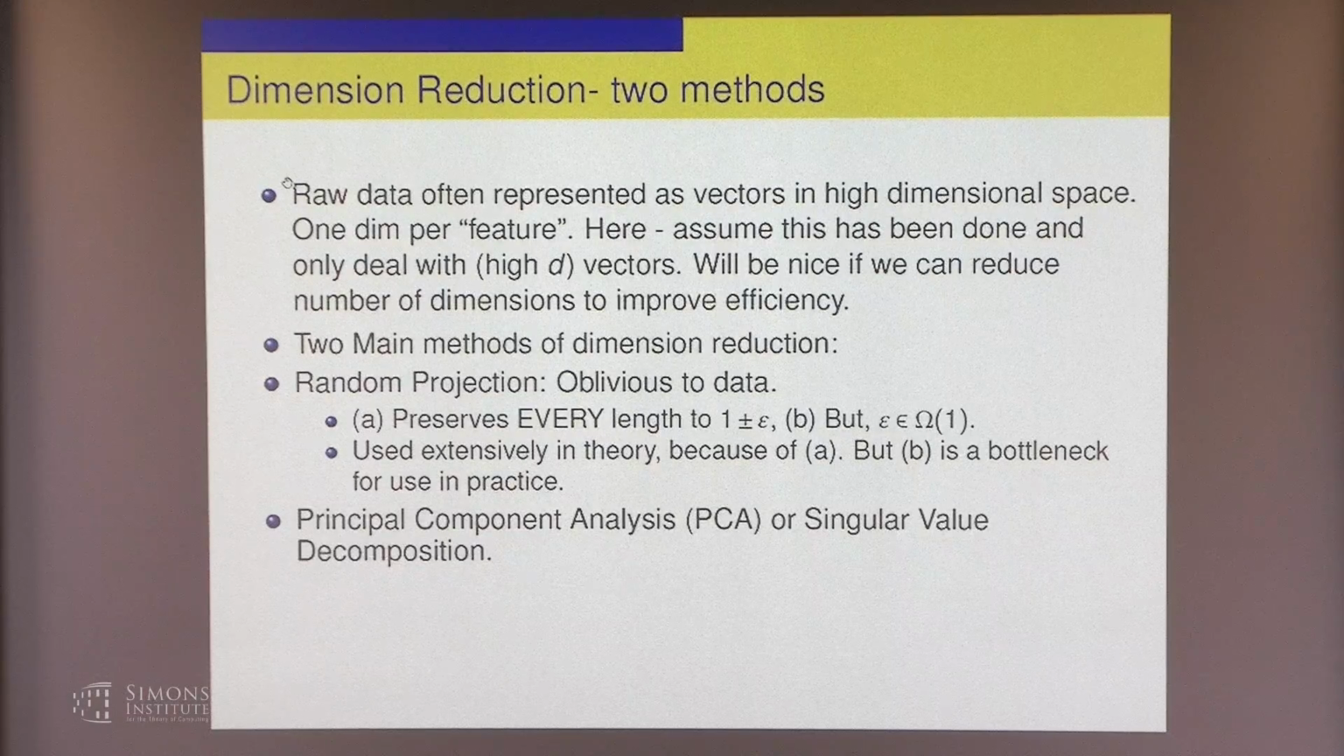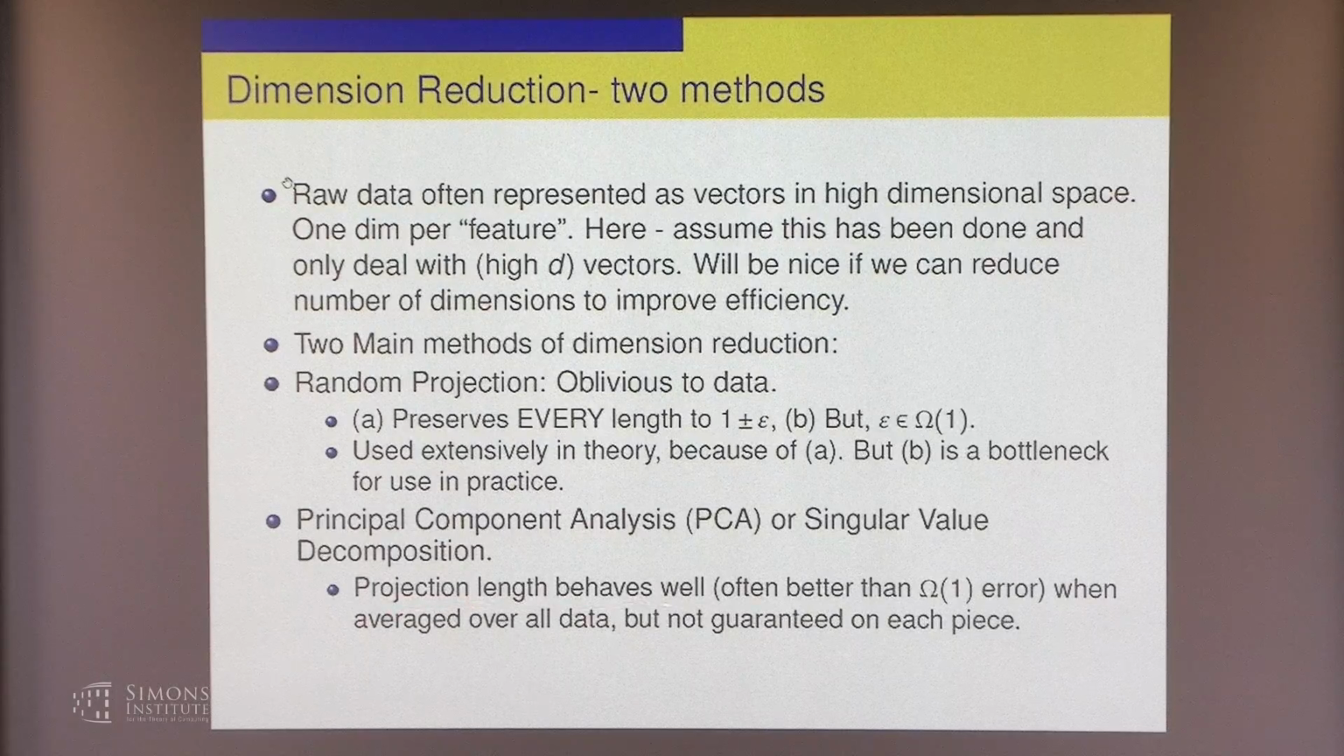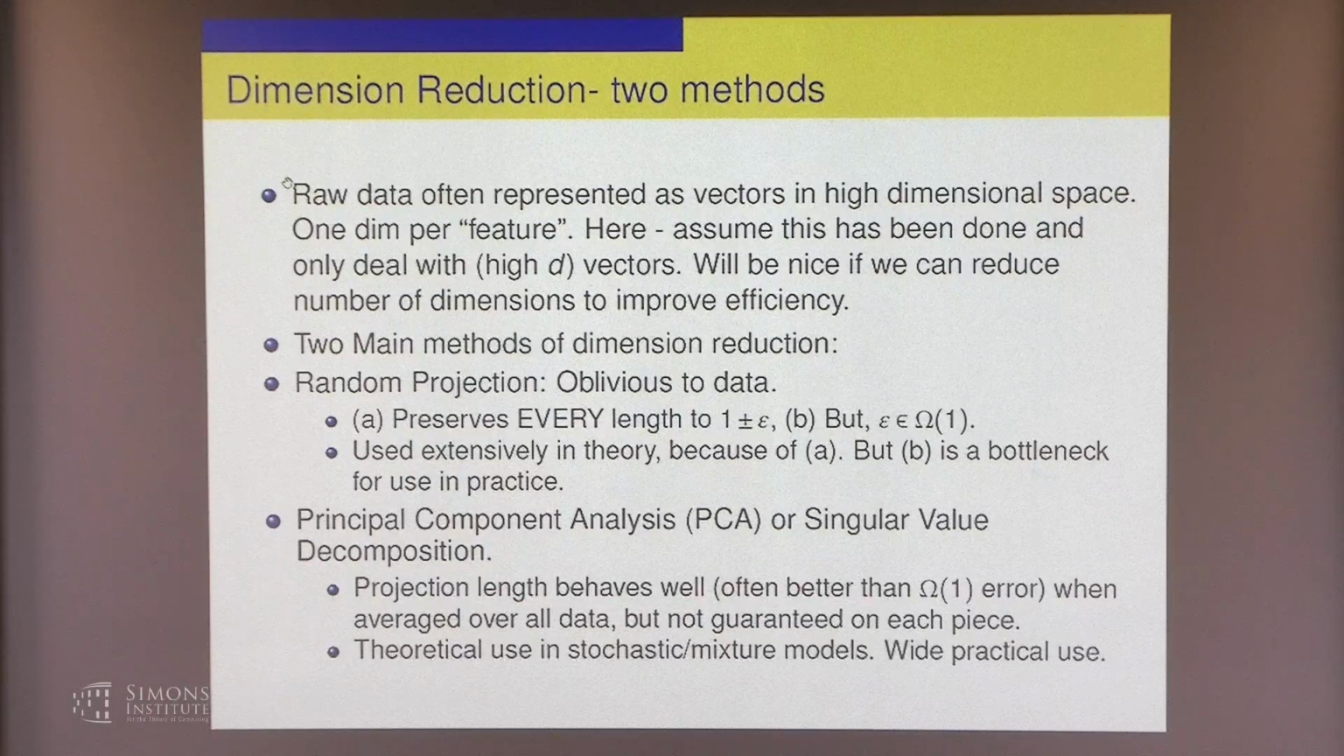With principal component analysis, or SVD, projection length behaves well, often better than this much error, but only when averaged over all data. Some data points can project to something quite bad. With random projection, every individual thing behaves nicely, but here that's not so. On average, the behavior is often better. The theoretical use of principal component analysis is not too many things. We'll see Gaussian mixture models, where they are used. But here's a dichotomy present in data science as a whole. You might debate it, but in theory we use random projections a lot because we can prove that every projection is bounded. In practice, arguably, SVD is used more, because you gain an advantage on average.